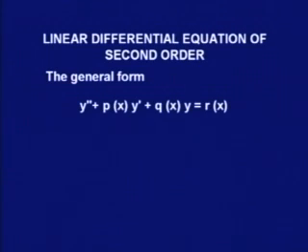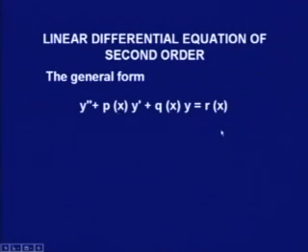Moreover, we are finding that y, y dash and y double dash occur in first degree only and separately. None of the terms contain two of these simultaneously. So, this is a linear equation. Now, the right hand side r x and the coefficients p x and q x are functions of x only. So, any equation, if it can be written in this form, is called a linear differential equation of second order.